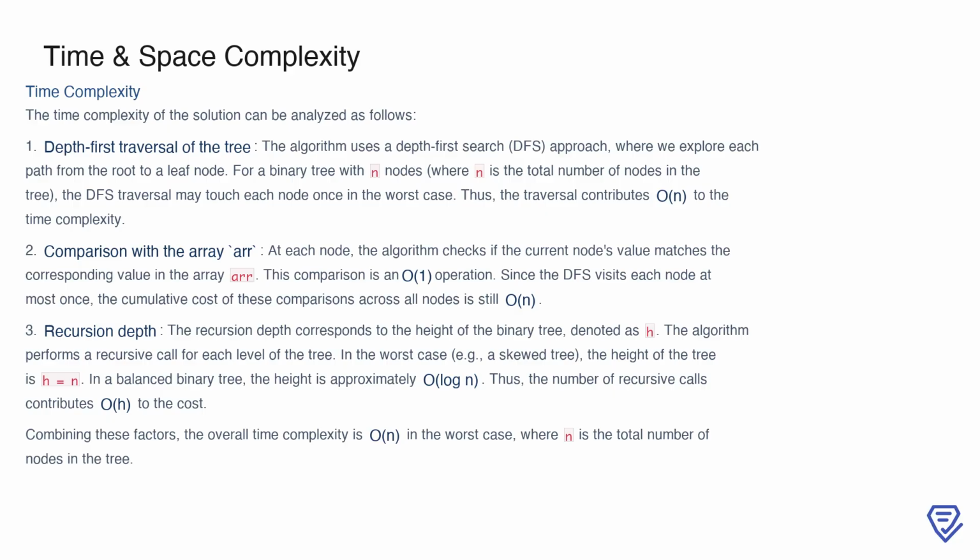Finally, we account for the recursion depth, which corresponds to the height of the tree, denoted as h. In the worst case, such as in a skewed tree, the height is equal to the total number of nodes, so h equals n. For a balanced binary tree, the height is approximately O(log n). Therefore, the recursive calls contribute O(h) to the time complexity. When we combine these factors, the overall time complexity of the algorithm is O(n) in the worst case, where n is the total number of nodes in the tree.